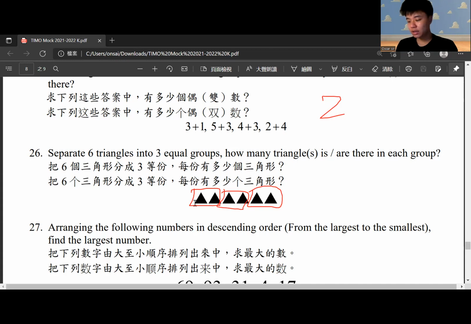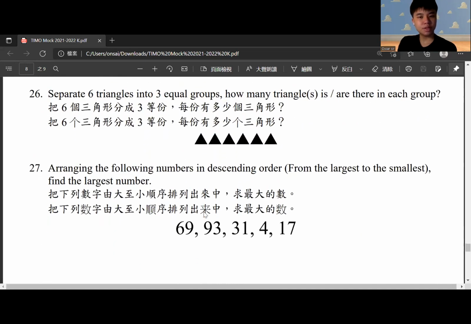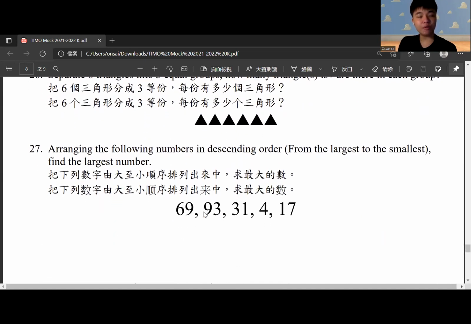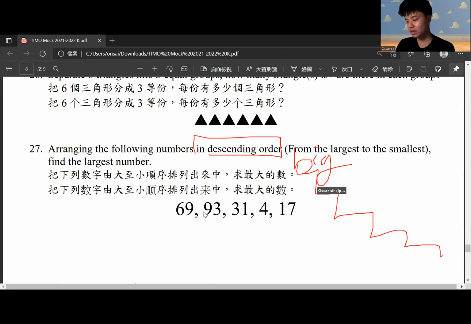Okay. So 27, we need to arrange the following numbers in descending order. Okay, descending order. What is descending order? It means we need to arrange the numbers from the largest to the smallest. Just like a scale from big to small. This is the big one. This is the smallest one. Okay, this is called the descending order.